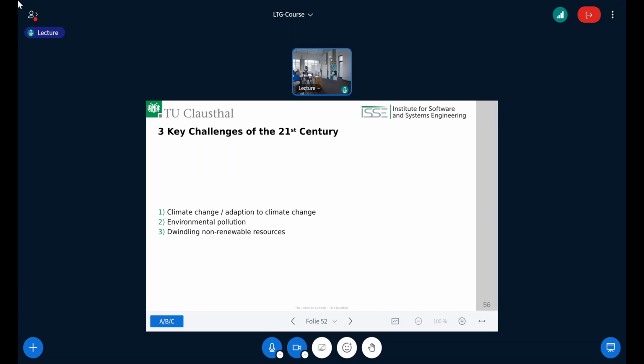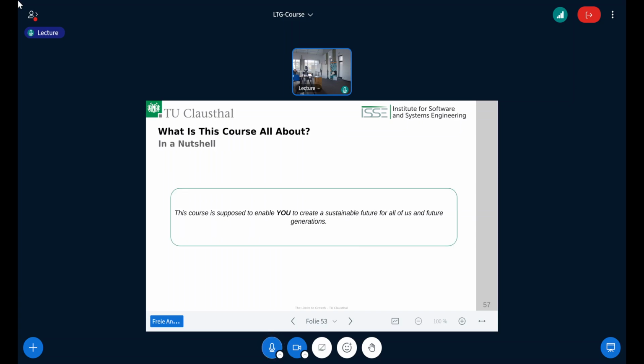So we'll look at climate change, adaptation to climate change, environmental pollution and adaptation to pollution, dwindling non-renewable resources, and so on and so on. This is going to be the base part. So we'll look at those problems in particular. We'll also talk about the foundations of various terms there, and then the circular economy. And then, as I promised, afterwards we'll later look at different building blocks that hopefully can help us to address those problems or those challenges.